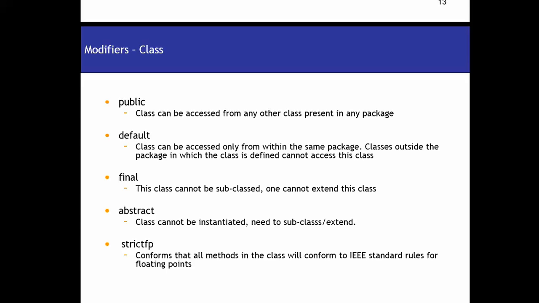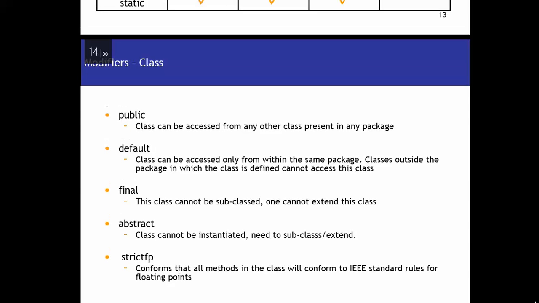Strictfp. This strictfp ensures that all methods in the class will conform to the IEEE standard rules for floating points. There are some IEEE standard rules, and when you use this, it will conform to all the rules, and if not, it will give you an error. So first we have discussed modifiers for a class.